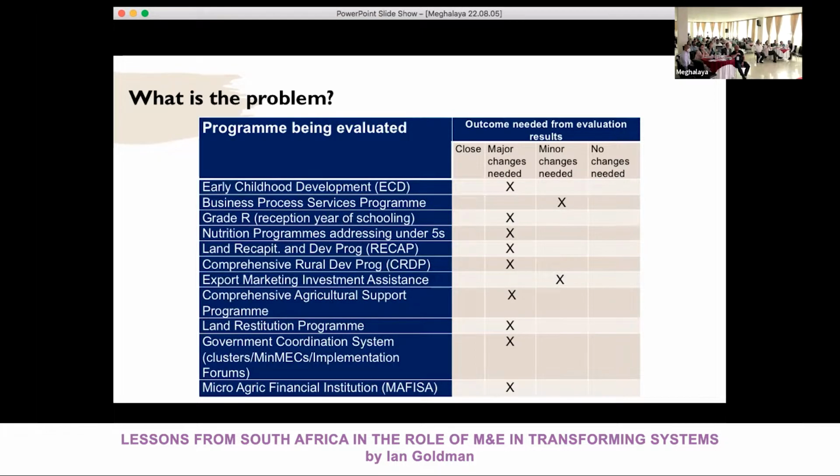Everywhere major changes are required. Yeah. And why do you think? And what is that telling you? So many of the programs, when they were evaluated, major changes were needed. So what is that telling you?